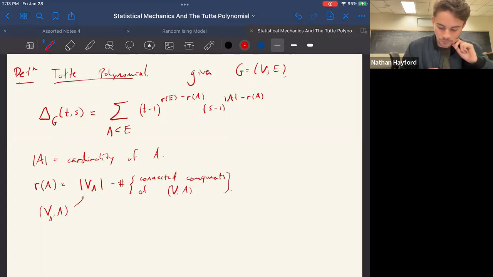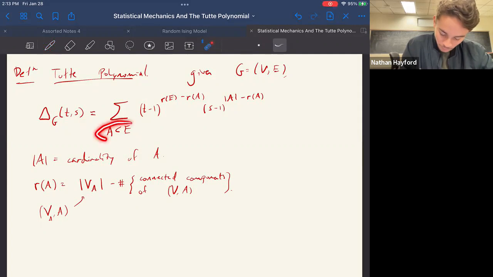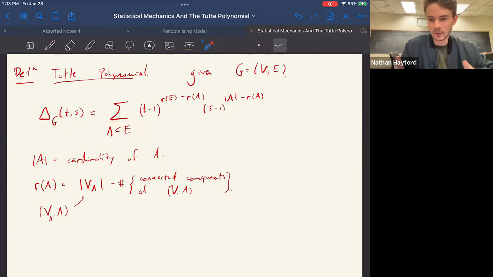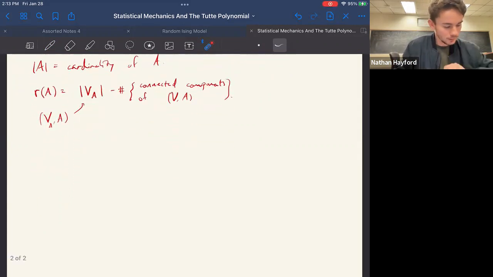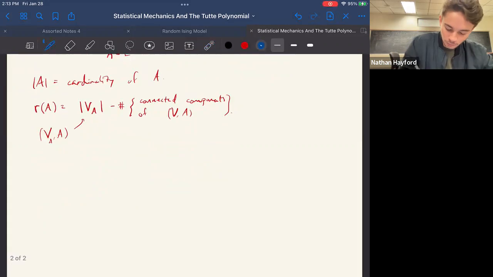And this is the Tutte polynomial. So it's seemingly a very nasty looking definition, but it's obviously an invariant. Why? Because I'm summing over all the subsets of the edges. So it doesn't matter what change of basis I make, what redefinition of the edges I make, it's still going to have the same definition. Just as an example, we'll compute this explicitly once and then never again like this.